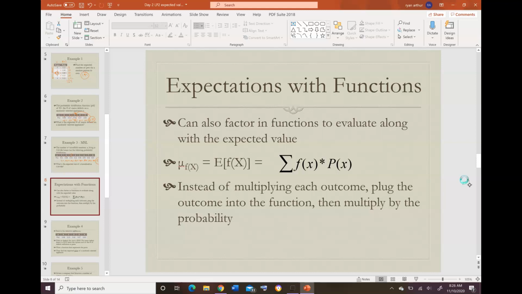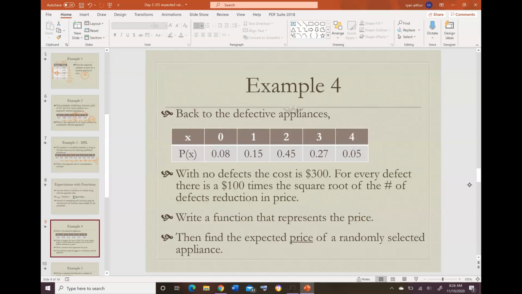So this one right here, there's a huge long formula, but instead of multiplying each outcome, we're going to plug the expected value into the function, okay? So what you're going to do is you first find the expected value, you write your function, and then we're going to plug the expected value into the function, okay?